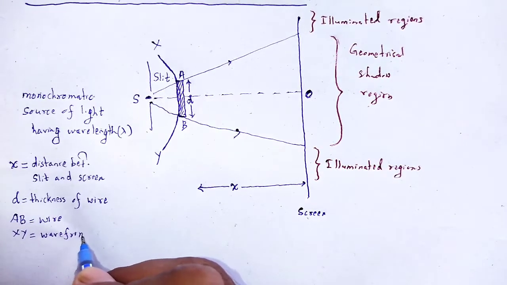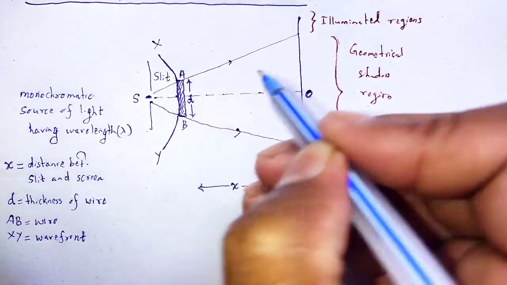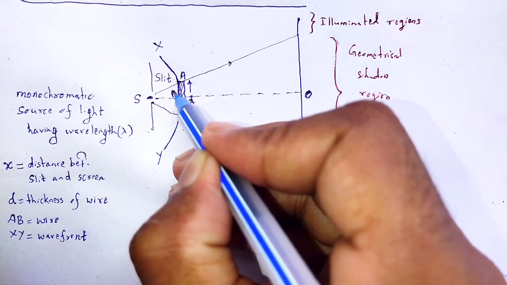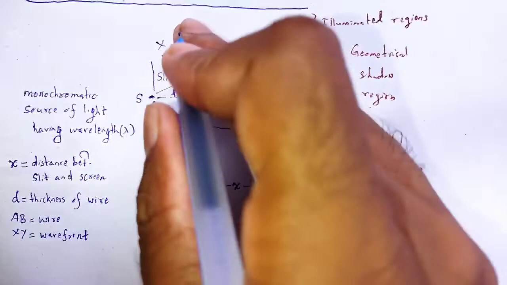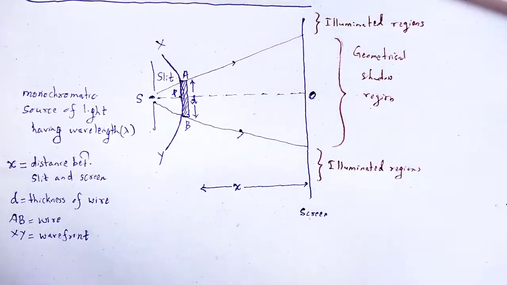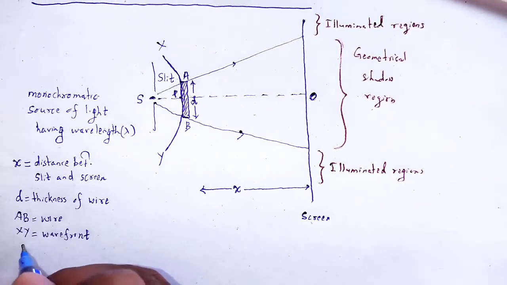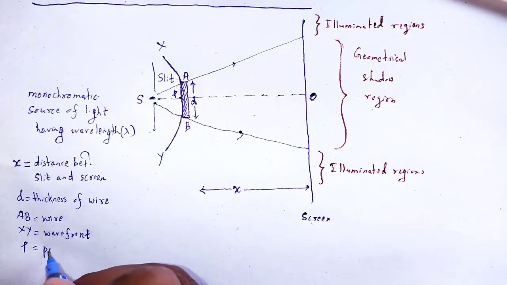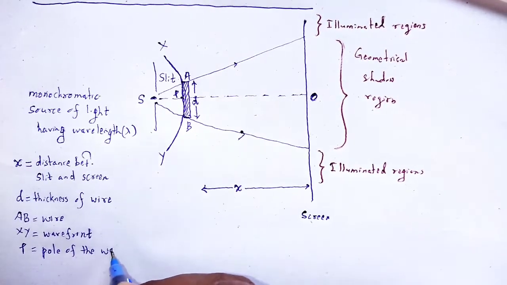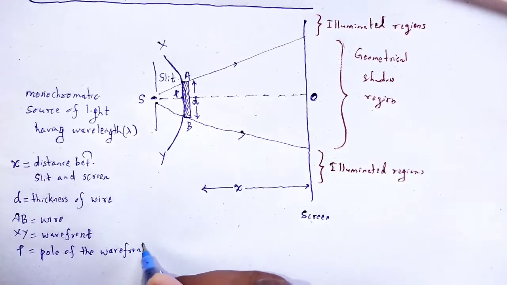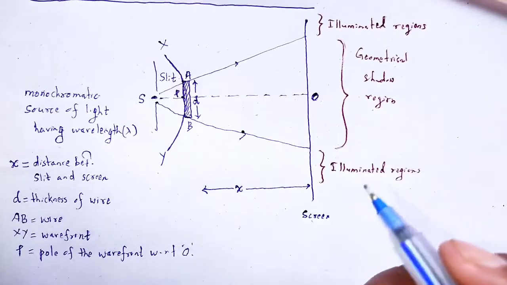Let us take a point here, P, on the wave front XY. P is the point which is known as the pole of the wavefront with respect to the point O.